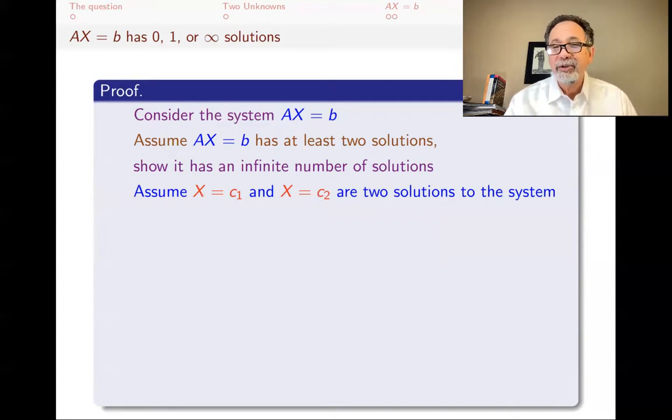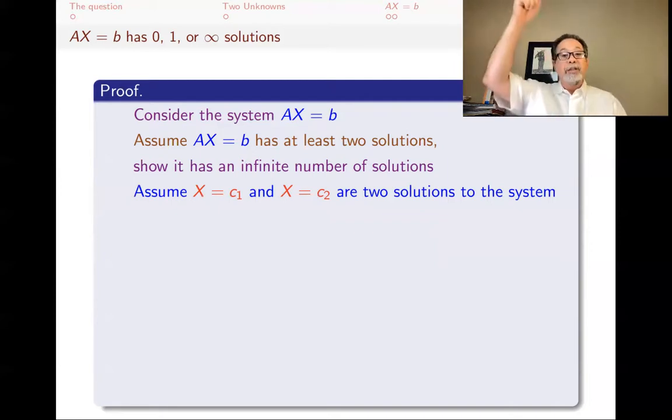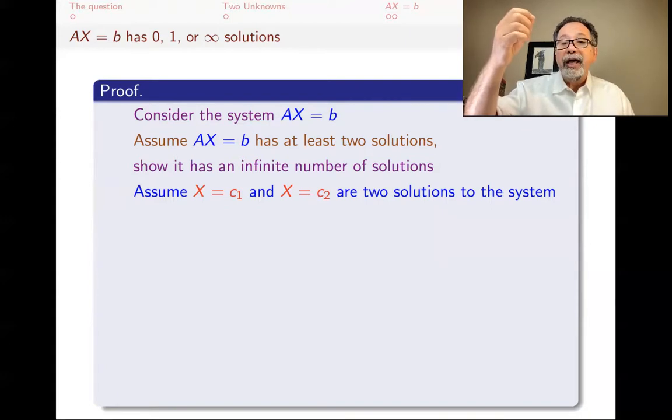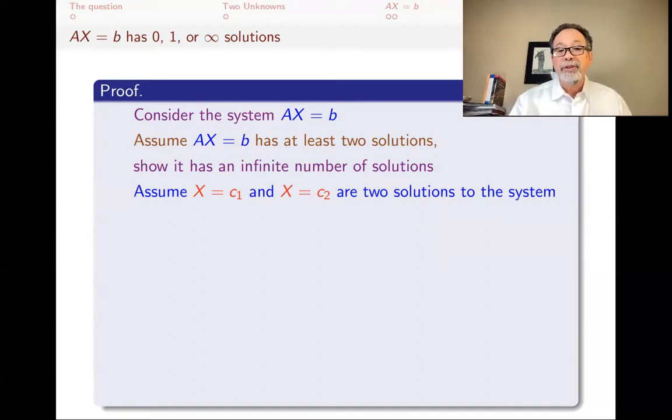Okay, so let's say that X equals C1 and X equals C2 are solutions to the system. Now, C1 and C2 are not real numbers, they're column vectors. Because remember, X is a column vector of unknowns, and it depends on how many unknowns you have. So for example, if the matrix is N by M, and M is the number of columns, X is M by 1, and there are M unknowns, and so C1 and C2 are also column vectors with M entries.